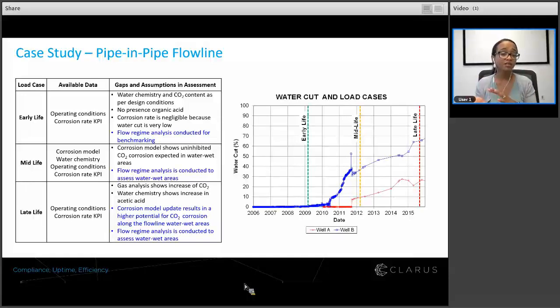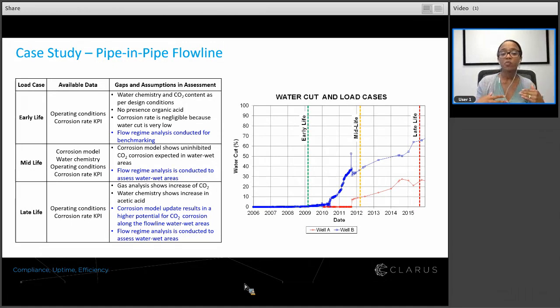Then when we looked at the mid-life, we had the corrosion model available from the implementation of the IM program. We had water chemistry, operating conditions, and corrosion rate KPI. So we only had to fill in the gap of the flow regime to assess what the water wet areas at that moment in time were. And towards the late life, we had operating conditions and corrosion rate.